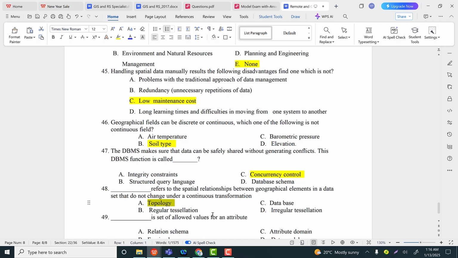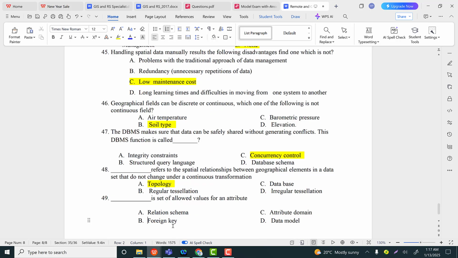As you know, topology is mainly applied for vector data. It is related to the neighborhood function of two polygons. The connectivity, the adjacency, all these are considered within topology. Regular and irregular tessellation is a partition of polygon. Database is the container which contains larger data set.